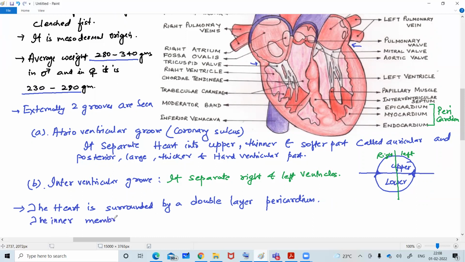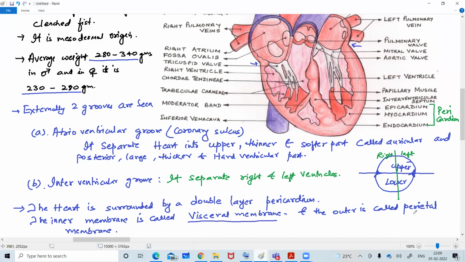The inner membrane, which is present inside this particular layer and shows some kind of zigzag foldings, is called the visceral membrane. And the outer one is called the parietal membrane. This is the outer layer. In between these two layers, the visceral membrane and the parietal membrane, there is a gap, and that gap contains a liquid called pericardial fluid. Okay, that's the next point.